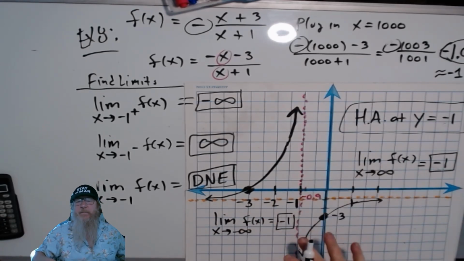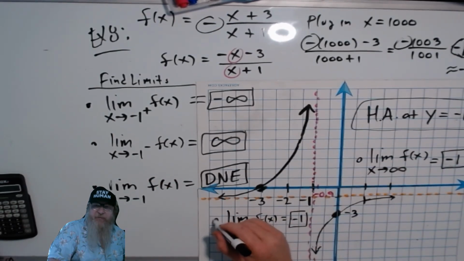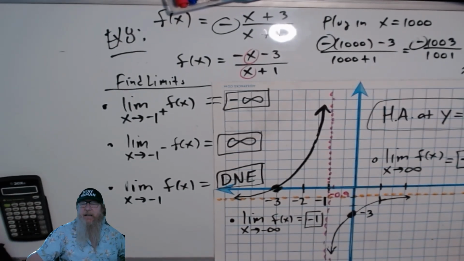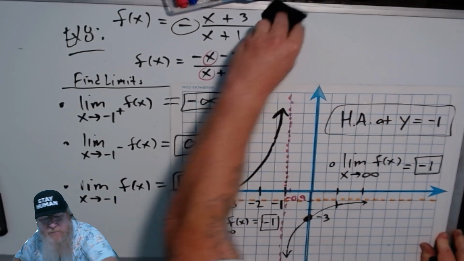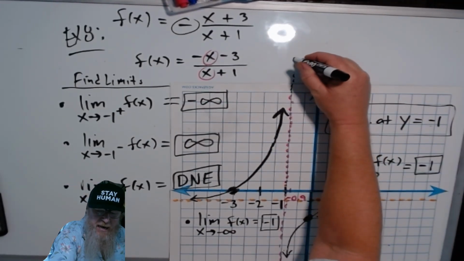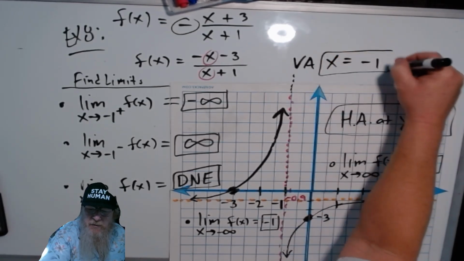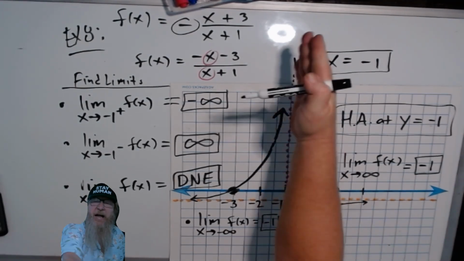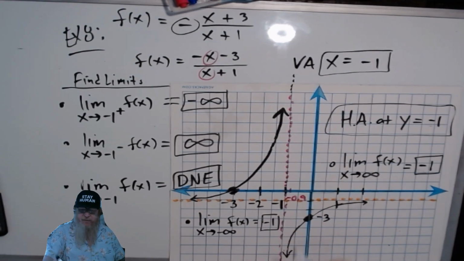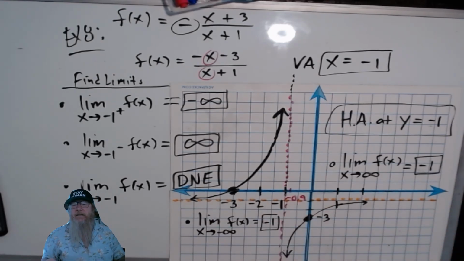Take a good look. Wasn't very well organized, but I've got 1, 2, 3, 4, 5 different limits that I did. And then I also identified the horizontal asymptote. Before I erase this, I know I wrote it earlier, but this one here is the VA, x equals negative 1. So that's your vertical asymptote. The vertical asymptote passes through the x-axis at negative 1. The horizontal asymptote passes through the y-axis at negative 1.